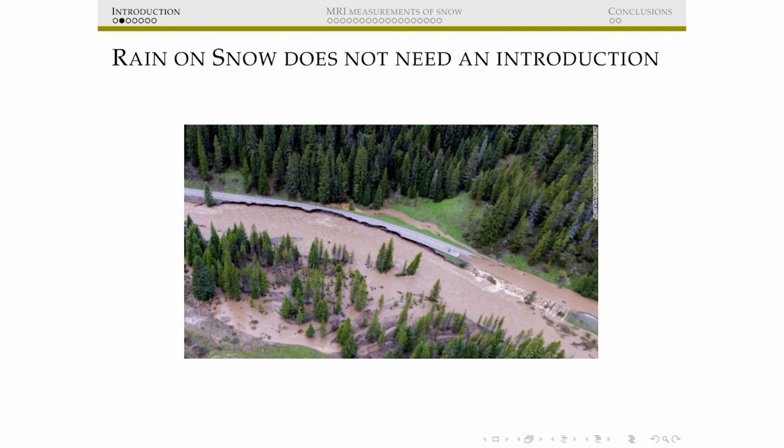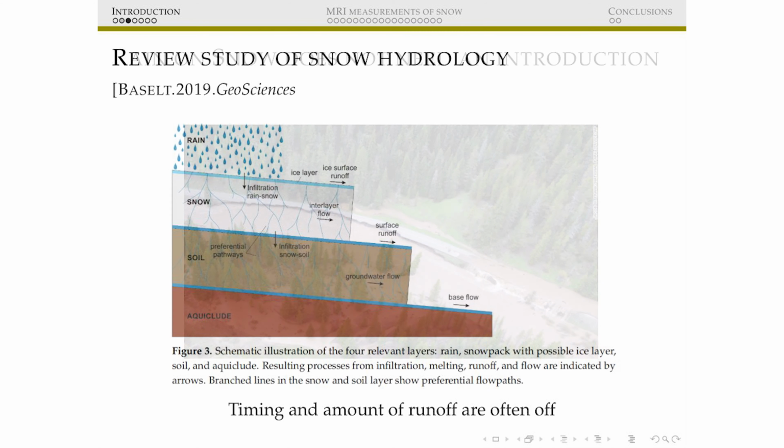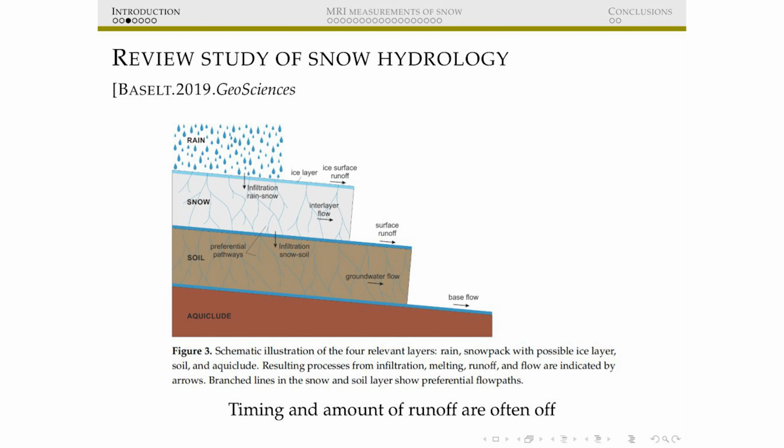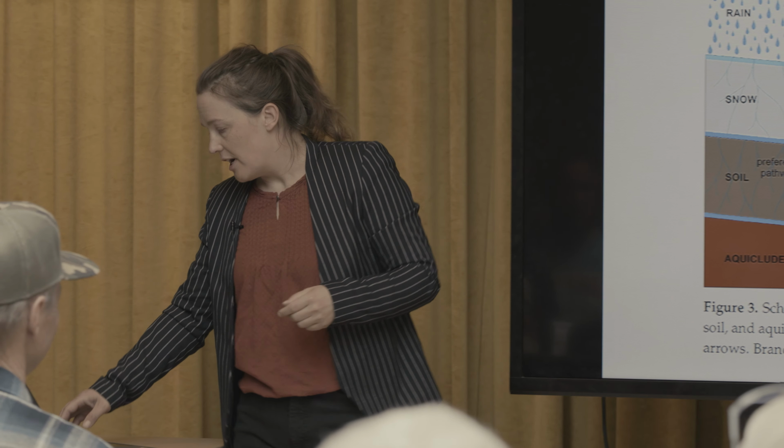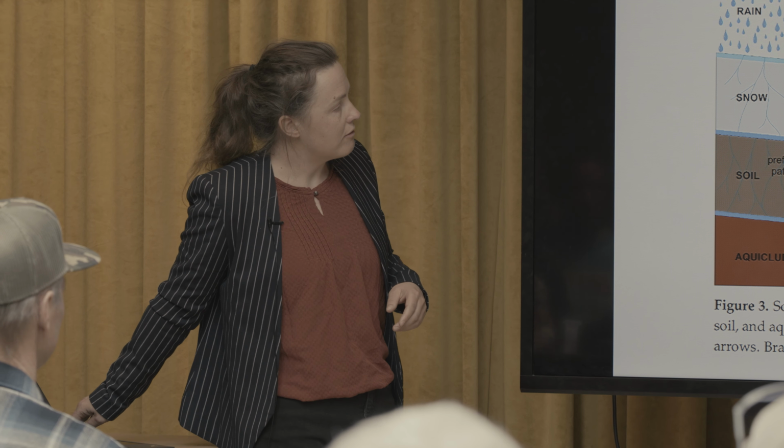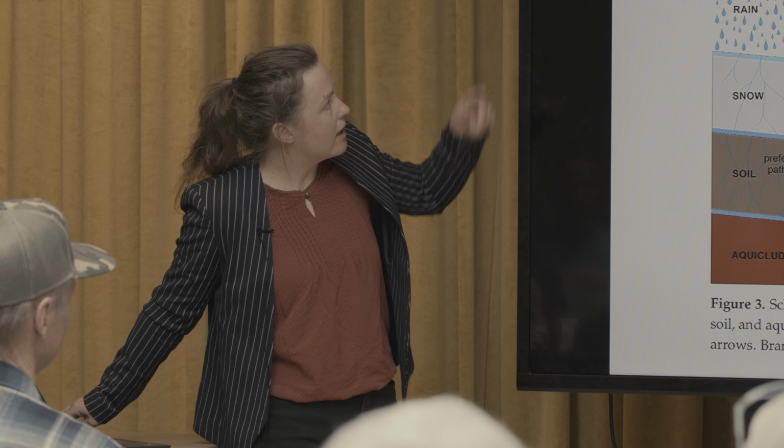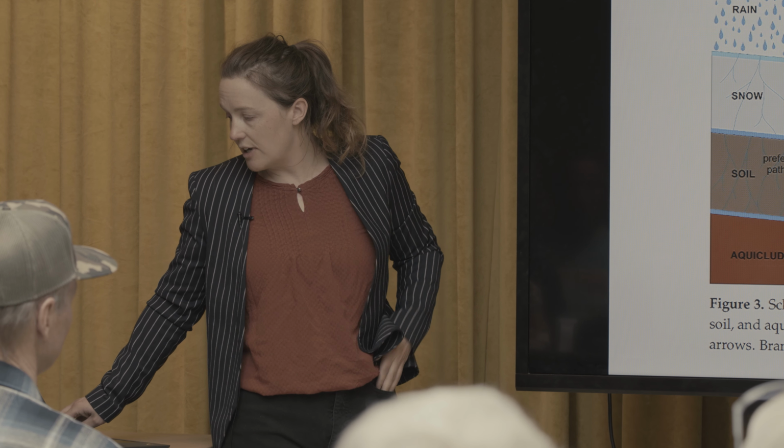I don't need to introduce you to the fact that snow melt is destructive for your community, that you already know. I don't need to tell you that rain on snow events are extremely destructive, as in Yellowstone last year. If we talk about trying to model those processes, like rain on snow, how water percolates through the snow, how it is infiltrated in the soil and how it's running off, all these models have been put through a rigorous review by Basalt in 2019.